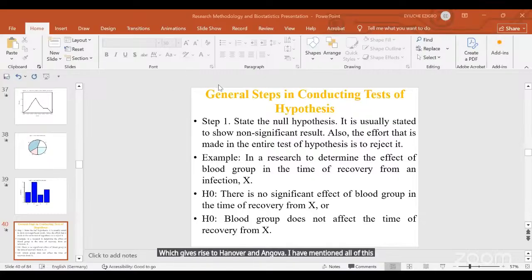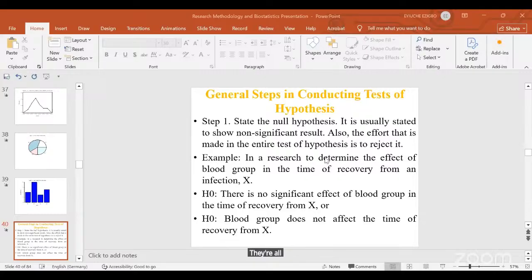Is that clear? Having mentioned them, when we now want to conduct the test itself, the proper tests, we want to look at the steps that we go through in conducting these tests. All of them follow the same steps. They all follow the same principle as we test the hypothesis about them. Is that clear? So, the number one step in every test of hypothesis that we have mentioned is to state the null hypothesis.